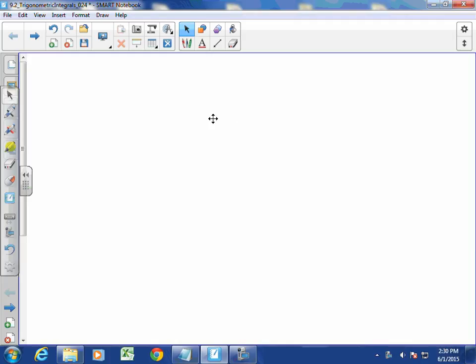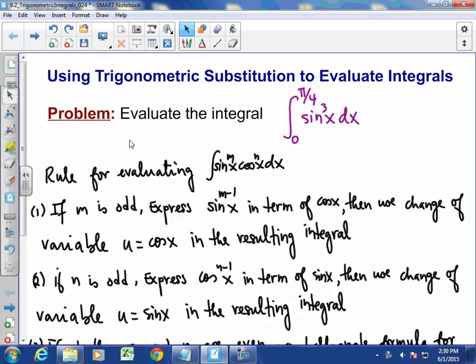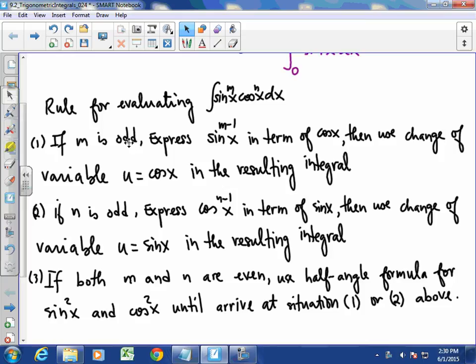In this video, we are going to evaluate an integral where the integrand is either a trigonometric function or a product of trigonometric functions. We have the following problem. Evaluate the integral from 0 to pi over 4 of sine cubed x dx. Here is the rule for evaluating this kind of integral.